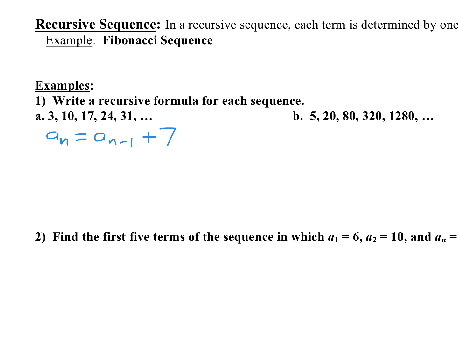Now, if you were only given that blue equation, the problem is you wouldn't know where to start. You would know that you're just going to keep adding 7, but you wouldn't know where to begin. So you also have to provide a starting value. So A1 is 3. And then now you can say that the equation on the first line that we wrote can be used starting with n values of 2. So if we provide A1, we can use this equation to find A2, A3, A4, and so on.